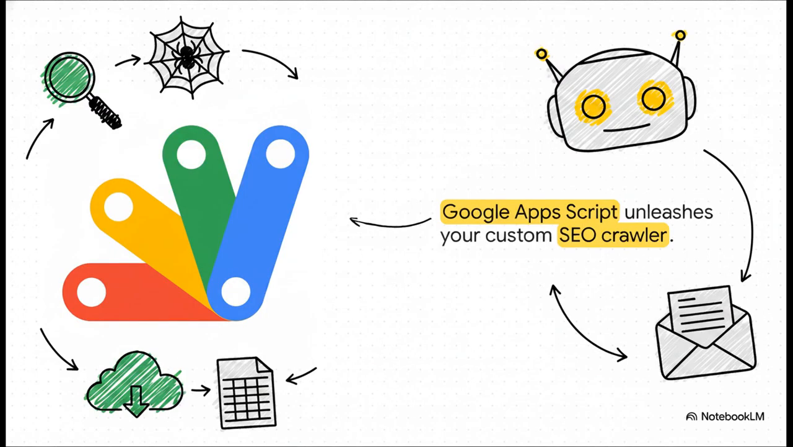By combining the hidden power of Google Apps Script with the coding abilities of modern AI, you now have a custom-built, fully automated, completely free technical SEO crawler. It constantly monitors your site's health and lands right in your inbox exactly when you need it. And most importantly, it frees you up to do the actual strategy work that moves the needle.